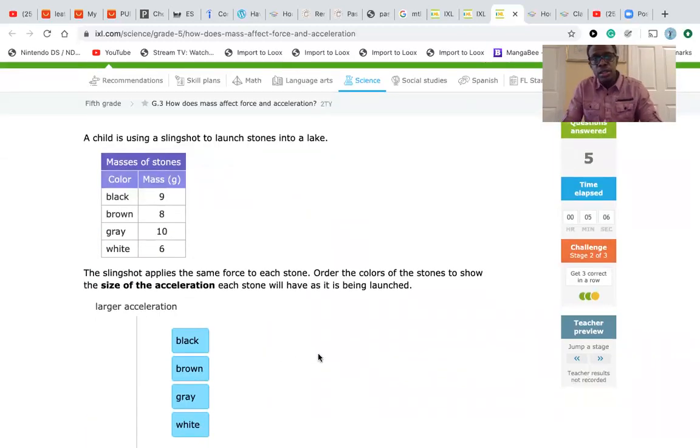The child is using a slingshot to launch stones into a lake. The slingshot applies the same force to each stone. Order the colors of the stones to show the size of the acceleration. So which one is going to accelerate more? So again, the smallest mass is going to give us the most acceleration, which is white. Next is going to be brown, black, and then lastly is going to be gray.